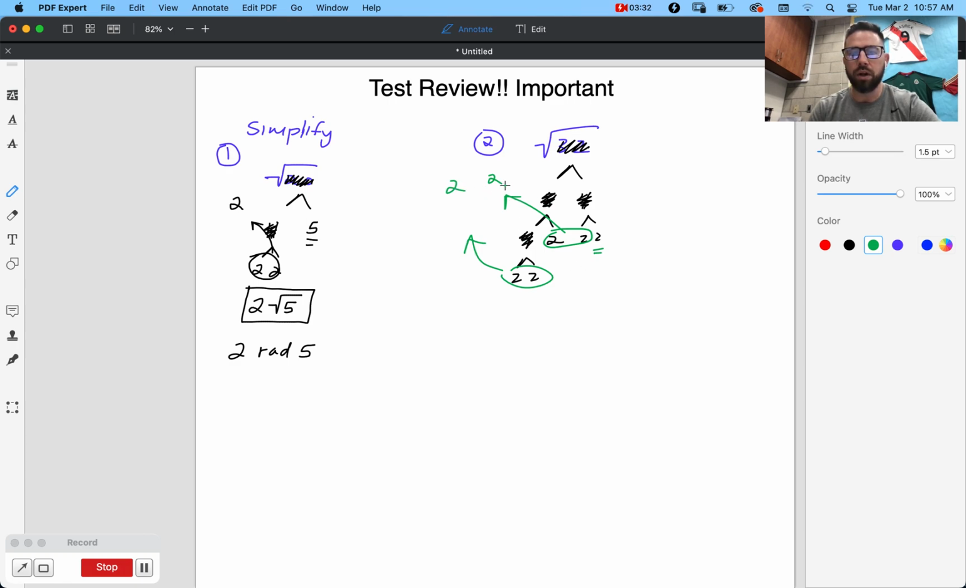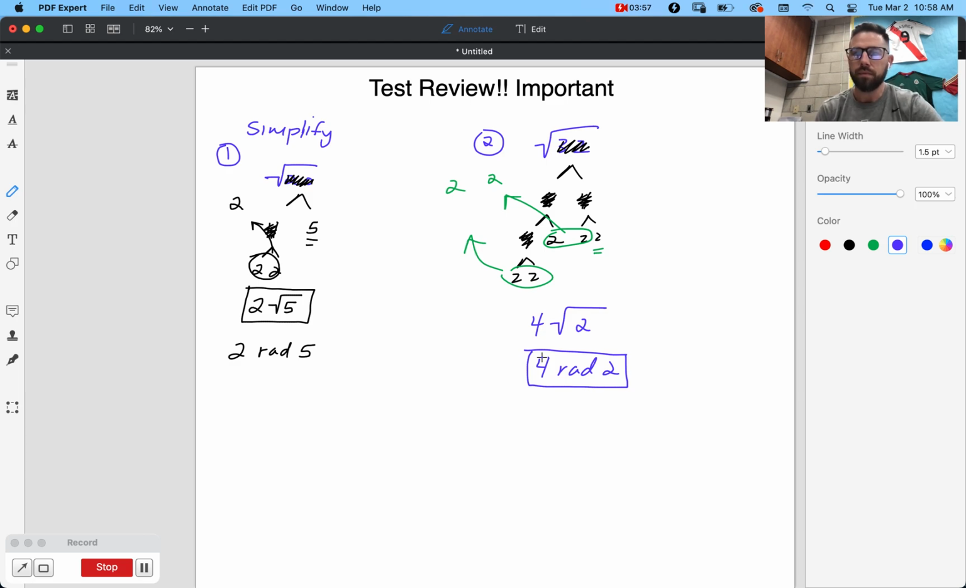If we have more than one number on the outside, we multiply them. 2 times 2 is 4. And if we have more than one left over on the inside, we multiply those as well, but we don't, right? If there's another 3 here, we'd multiply them, but there's just a 2. So our answer is 4 root 2, or you could write it like this: 4 rad 2, because that's how it's going to show up on the test.